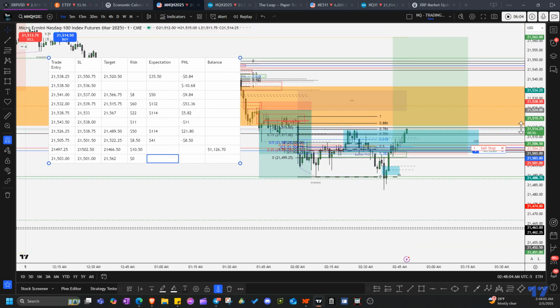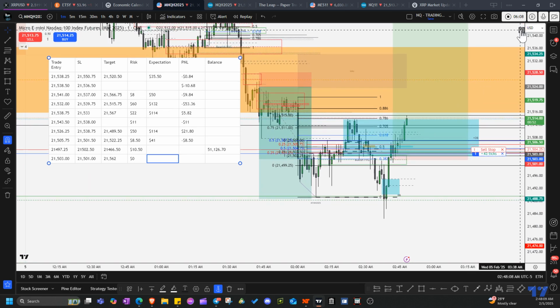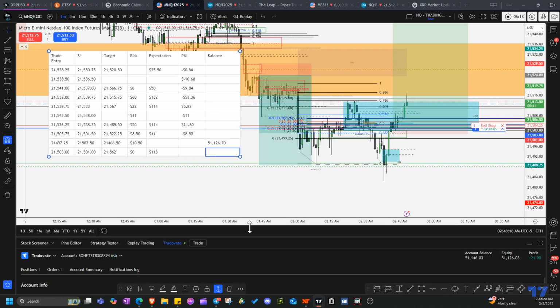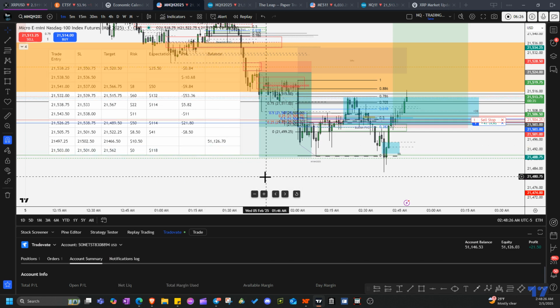Expectation 236. So let's see. It's around 118 in this trade. P&L, we'll see. But this is what we finished that final trade with. We'll record the balance after this trade is complete.